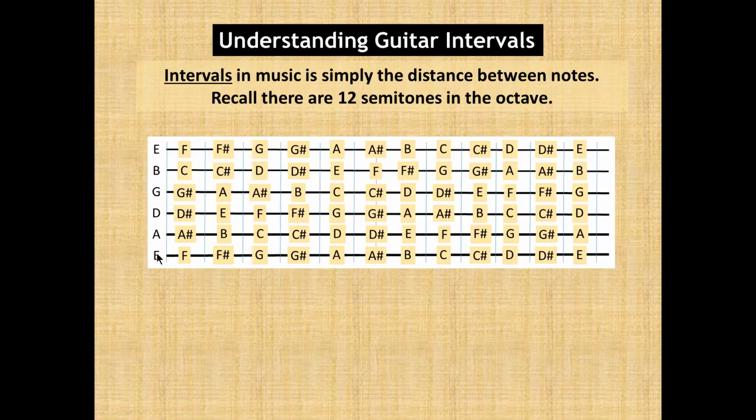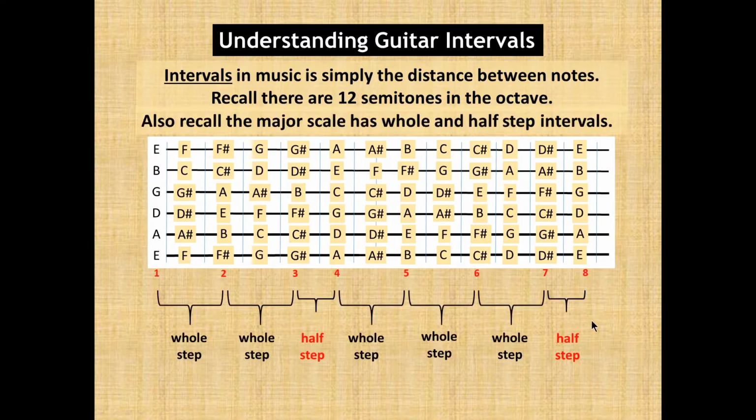And we also know that there are 12 frets. We can play up those 12 frets to hear all 12 semitones. So it's very natural for us to think about the distance between tones or notes in terms of the fret distance. The fret distance is always equal to the semitone distance.